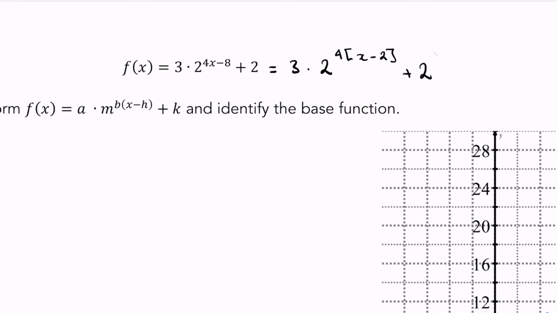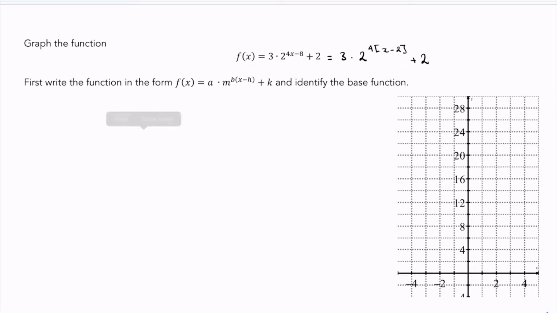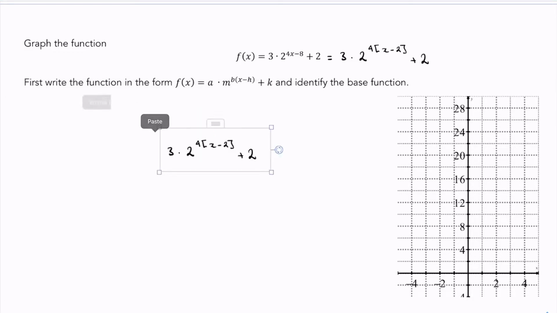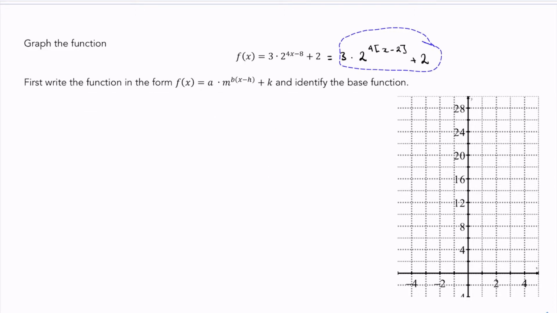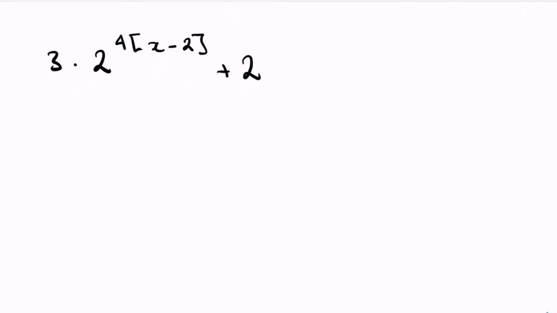So let's take this, because we're going to use it for our mapping notation, paste it here, as something that's scalable. We'll be able to zoom in. And I want to read off the values, the mapping.